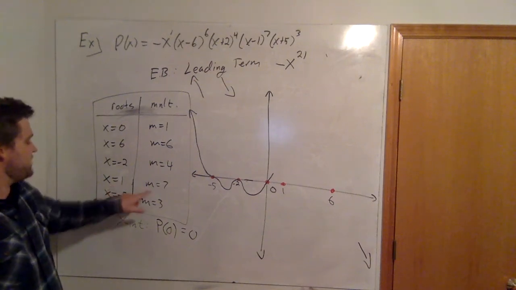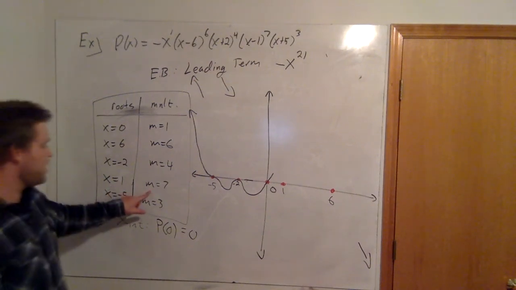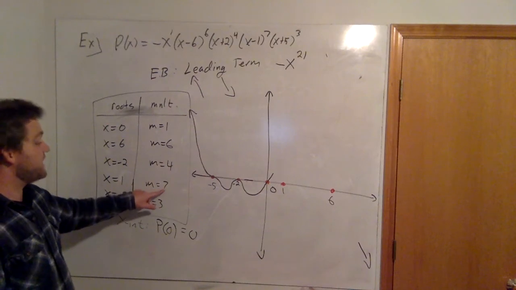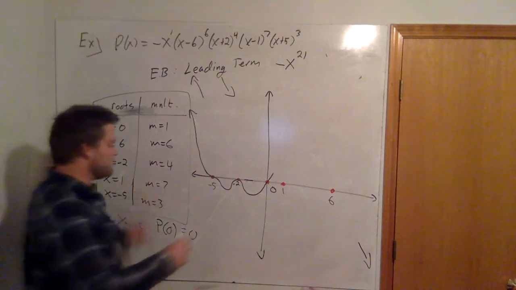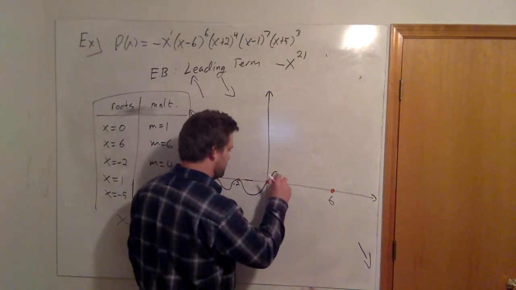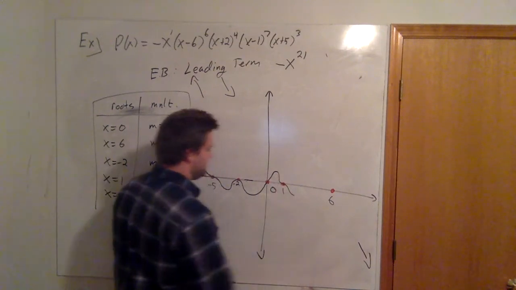X equals 1, it has an odd multiplicity, so it's going to cross through. It'll look a lot like an x to the 7th polynomial around 1, so it'll have a little bit of curvy action to it. Something like this.